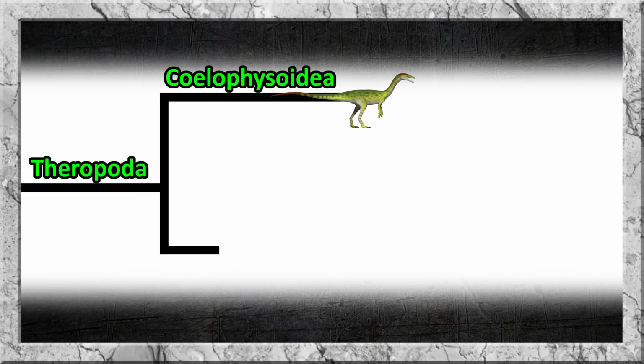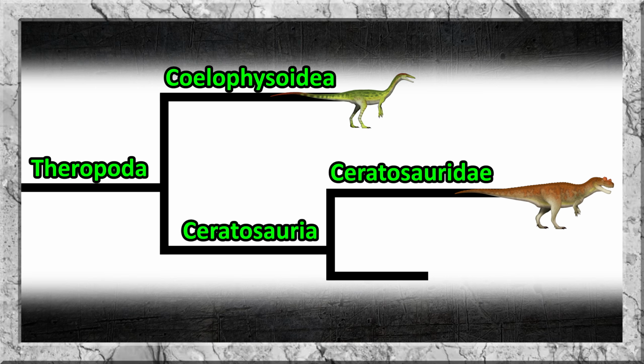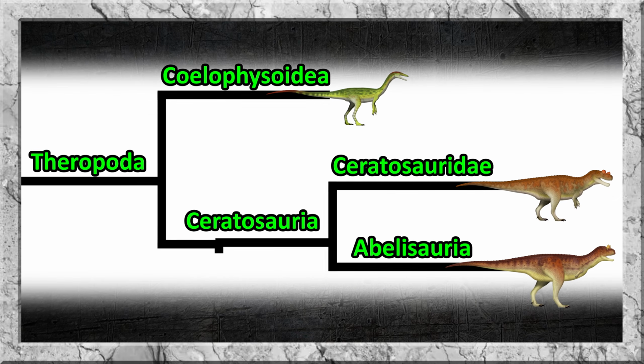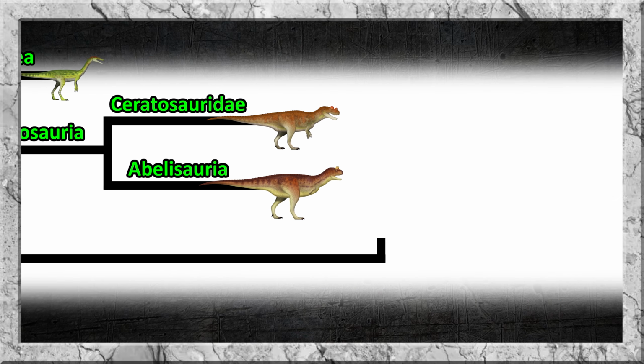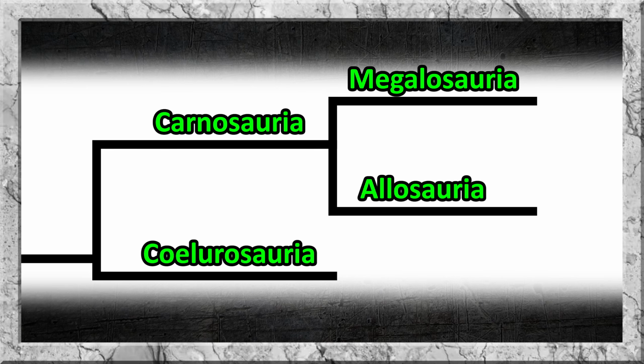The earliest diverging theropod group from the Jurassic was the Ceratosaurs, a basal group of which is its namesake, the Ceratosauridae. More derived ceratosaurs in the Cretaceous evolved into the abelisaurs. These are the large southern hemisphere theropods known for their short snouts and even shorter arms. After the ceratosaurs comes the carnosaurs and coelurosaurs. Carnosauria splits into megalosauria and allosauria.